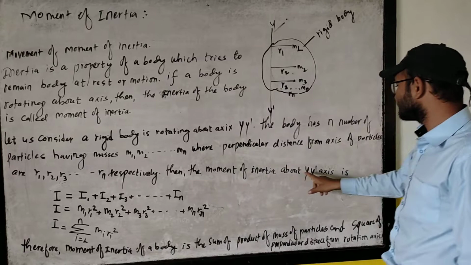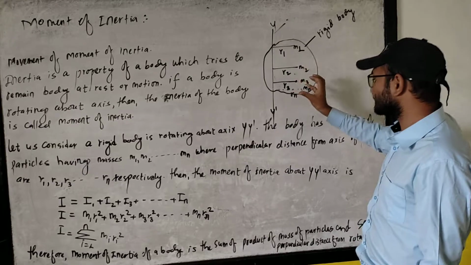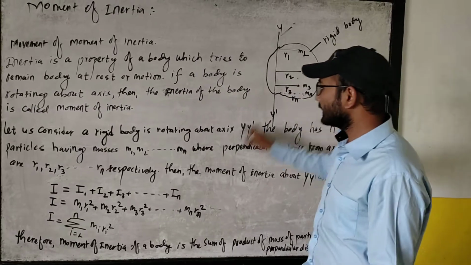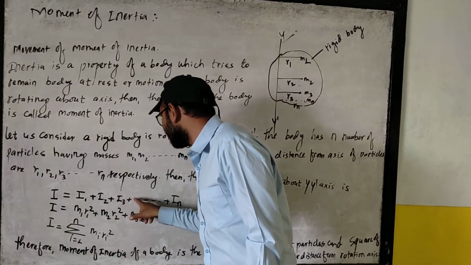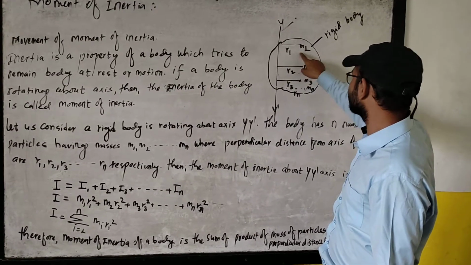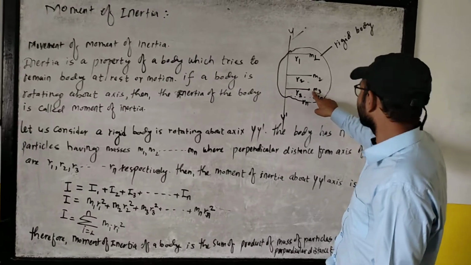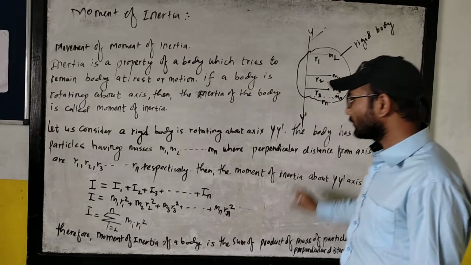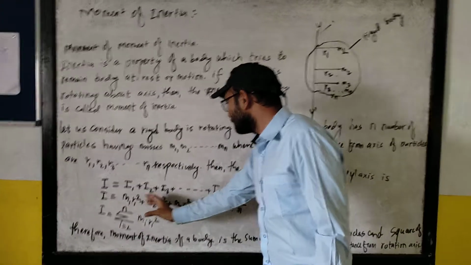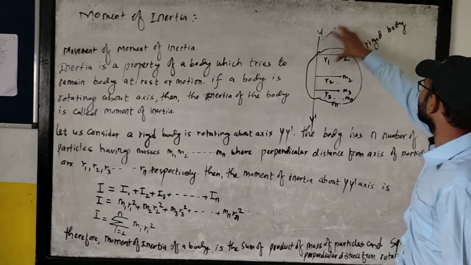Then the moment of inertia about this Y dash axis, how much is it? Our aim is to calculate this one. So we can write I equal to I1 plus I2 plus I3 plus In. One particle has I1 moment of inertia, another particle has I2, another particle has I3. When we calculate the moment of inertia of all the particles in this rigid body and add them, that would be the total moment of inertia of that rigid body.